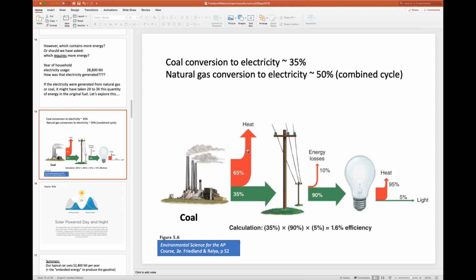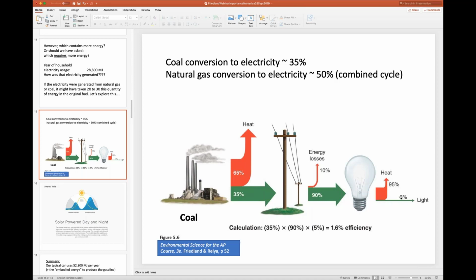And natural gas conversion to electricity is about 50%. It might be a little bit more than that, but these are what allowed me to use the 3x and the 2x that I showed you in the previous slide. But this allows someone to take an example. This is a picture from our book, figure 5.6 on page 52, where we gave a systems diagram, showing the efficiency from coal at the power plant all the way to a light bulb in the house.